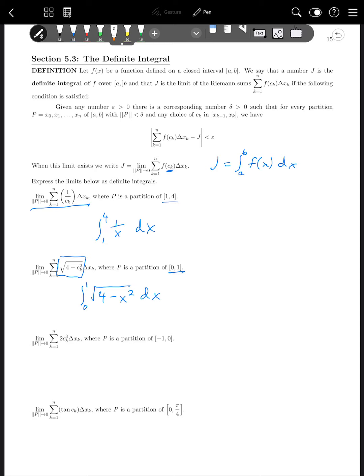Okay, so now that you've had a chance to try this, let's go through these last two together. So in the second to last one, our integral goes from -1 to 0. So -1 on the bottom, 0 on top. And our expression is 2x cubed. And then for the last one, we go from 0 to pi over 4. And our function is tangent of x, dx. Sorry, I forgot a dx there. Okay, and so that's all there is to going between these two notations.